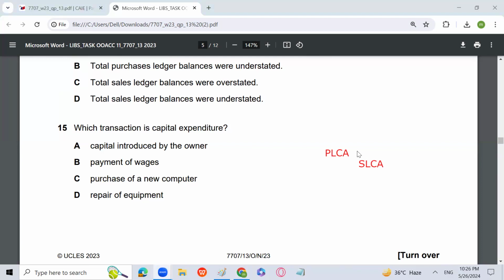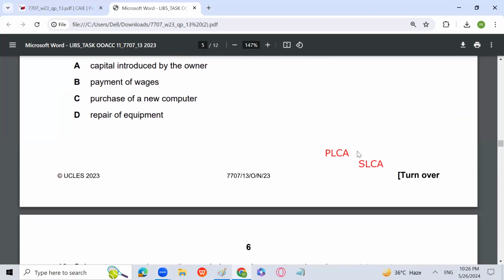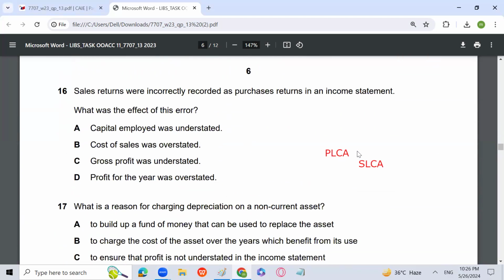Yes. Right answer. Purchase of a new computer because a new asset is purchased. So that is going to be... Sales return was incorrectly recorded as purchase return in an income statement. Sales return has been recorded as purchase return. What was the effect of this error?